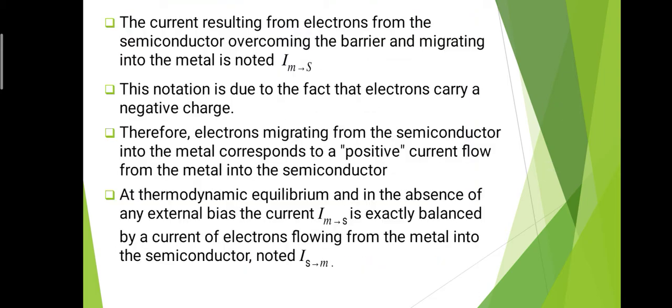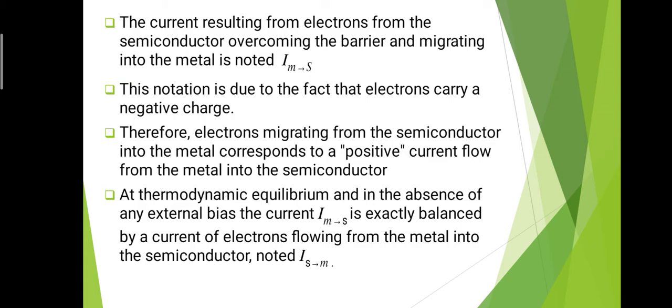Now the current results from electrons from the semiconductor overcoming the barrier and migrating into the metal. That means we know that the electrons go from semiconductor to metal, and due to that some of the electrons satisfy this condition, and due to the migration of the electrons there is a flow of current.